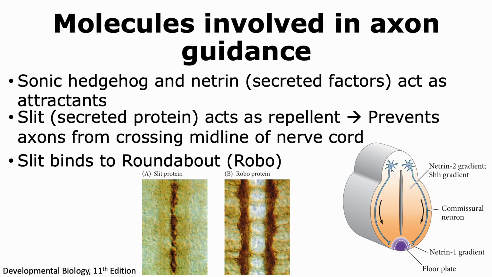When we look at the expression of roundabout, which is also abbreviated as ROBO, and when we compare the expression of slit and the robo protein in a developing embryo, we can see that they are not next to each other, but they are in different locations.